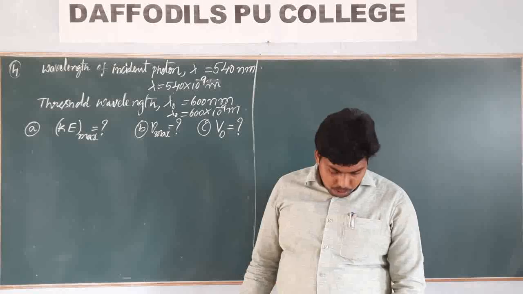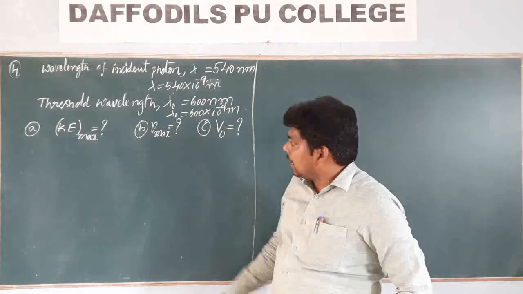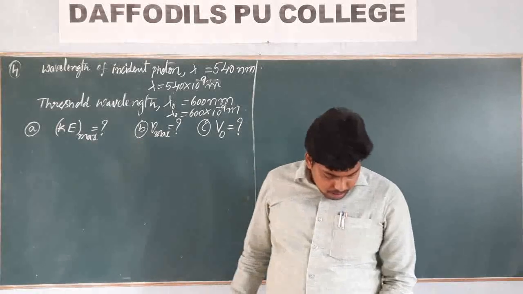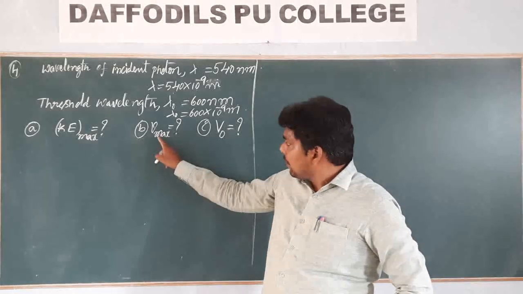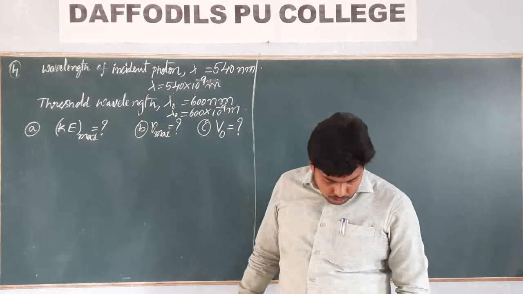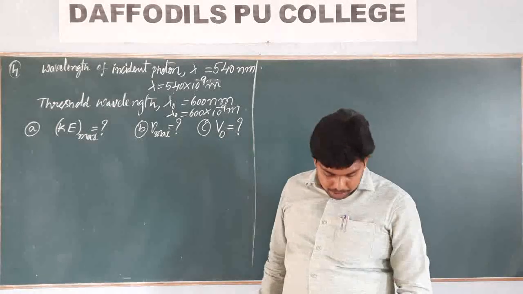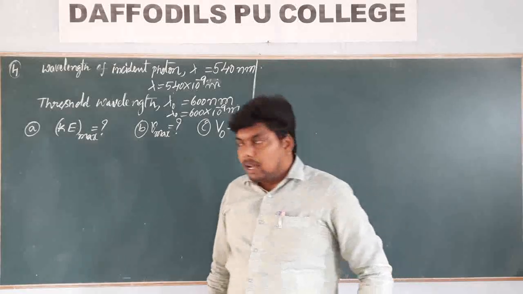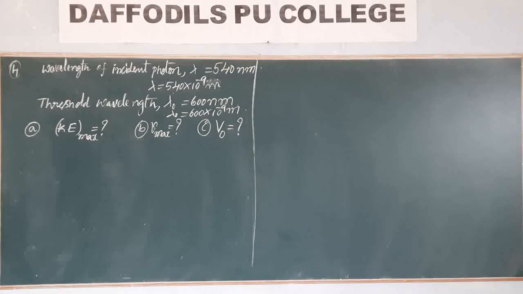Next, we have to calculate the maximum kinetic energy. Next, B, the maximum velocity of the photoelectron, V max. Next, what we have to calculate? Stopping potential, that is V naught. Stopping potential is equals to what? And they have given the h value along with the mass of the electron.